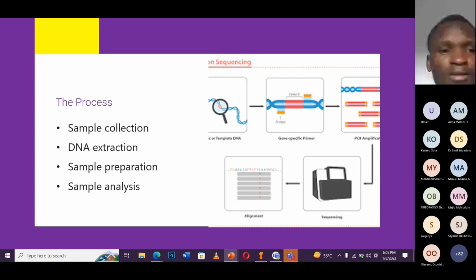So this is the process. I told you that I'm going to show you the process. If you are a PhD student, a researcher, a life scientist interested in this, this is some of the things you can do. Now listen, this is sample collection, DNA extraction, sample preparation, and sample analysis. Before you can do analysis using metagenomics, you don't necessarily need to embark on sample collection, DNA extraction, and sample preparation.